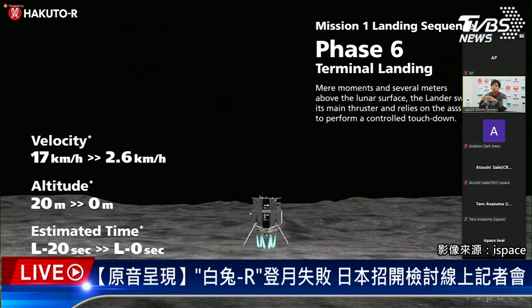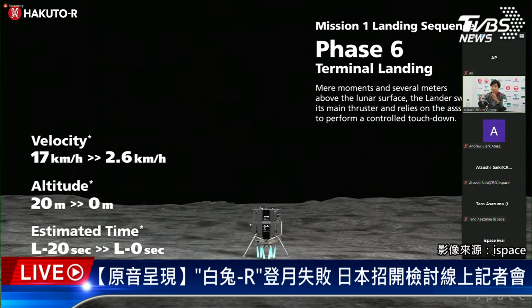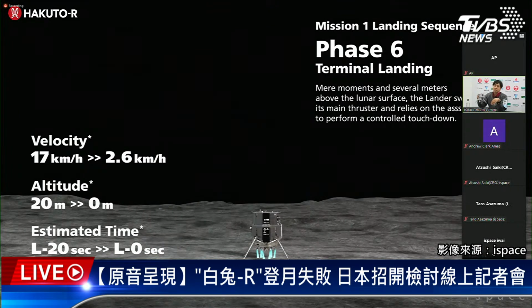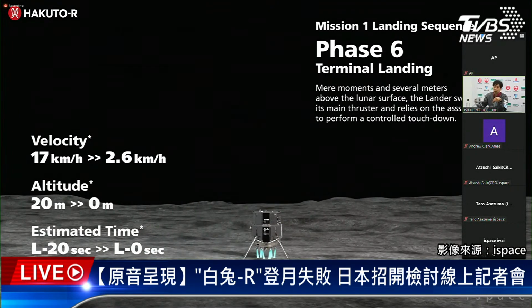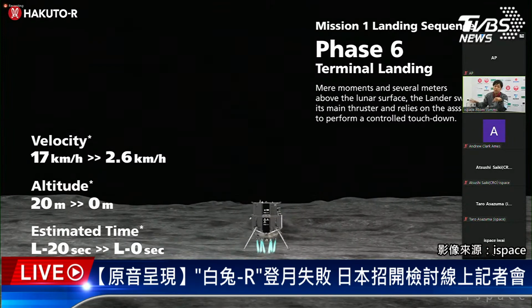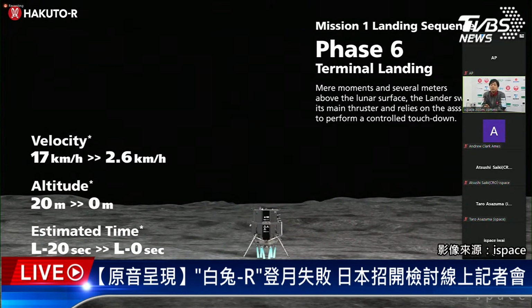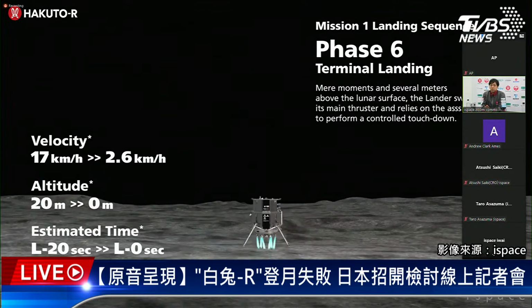Then the final phase is phase 6. With really low speed, the lander was finally expected to softly touch down on the lunar surface. This was our original sequence. Then please move on to the next slide.